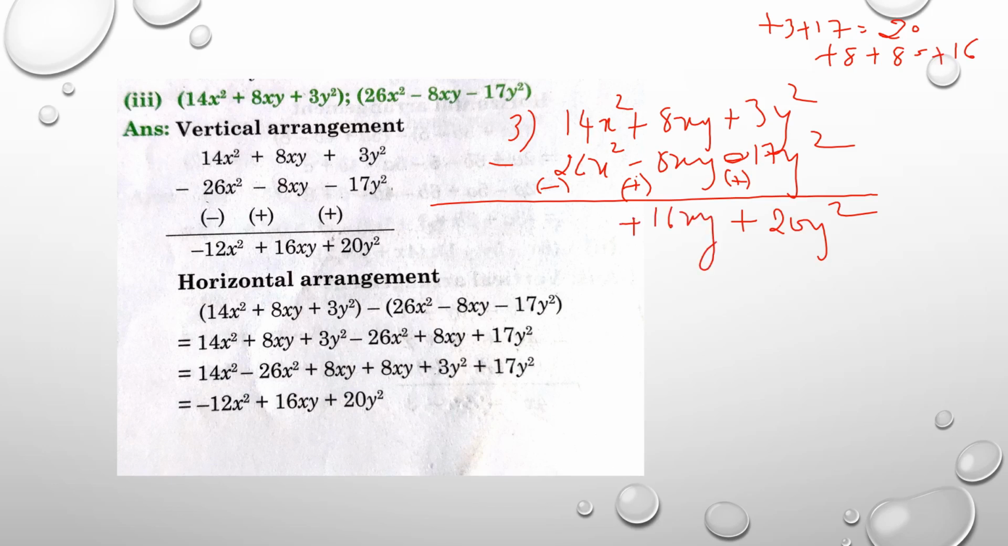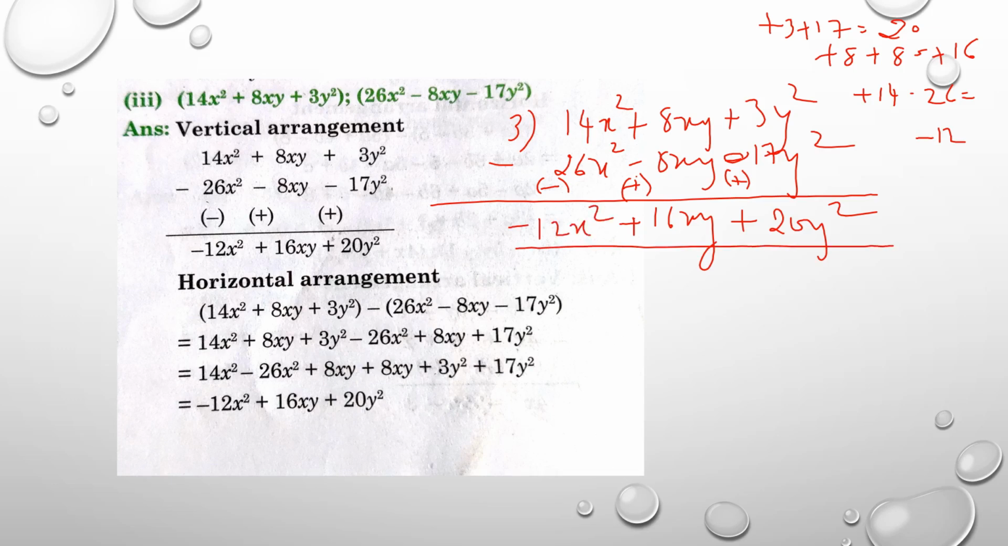14 minus 26. 14 plus 14 minus 26 is what? What you have to do? Subtraction. So 26 minus 14 is what? 12. 26 is a bigger number. Before that, which sign is there? Minus sign is there. So minus 12x square.